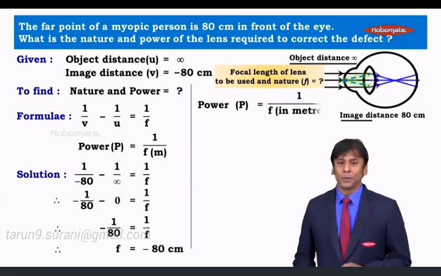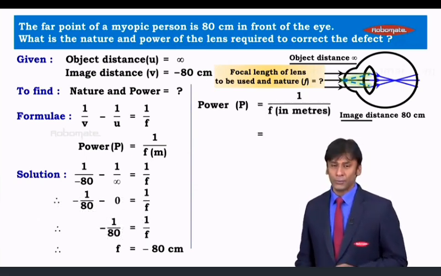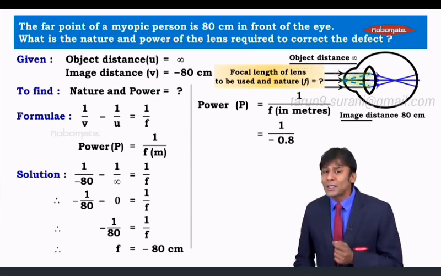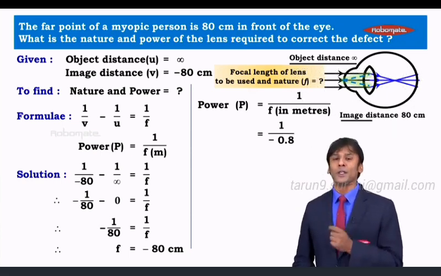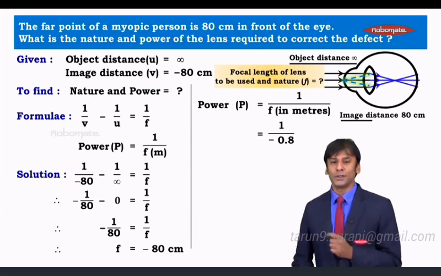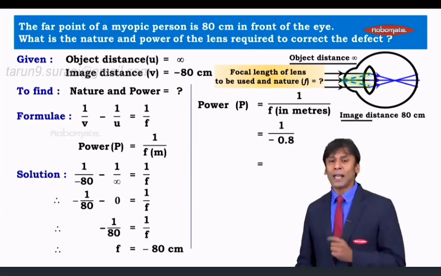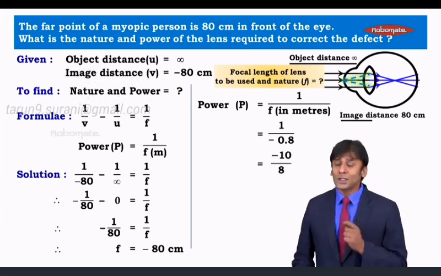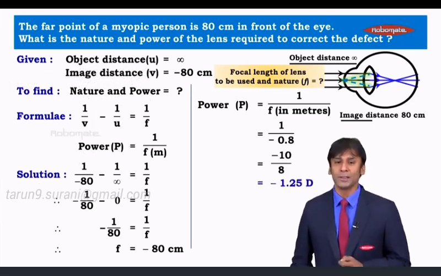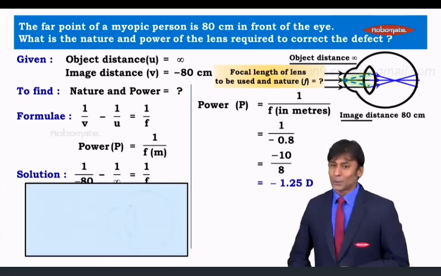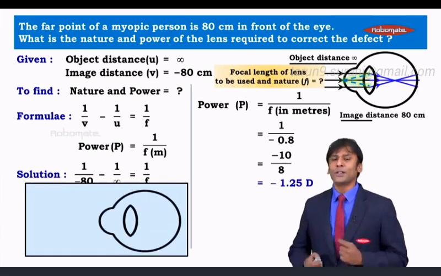Now after finding this, let's go to the second part of this numerical and find the power. To find the power, the formula is P is equal to 1 upon f. So I know the focal length. The focal length was minus 80 centimeter. 80 centimeter is nothing but 0.8 meter. So this will be equal to 1 upon minus 0.8 meters. Multiplying and dividing by 10, this becomes minus 10 upon 8, and minus 10 upon 8 is nothing but minus 1.25 diopter.